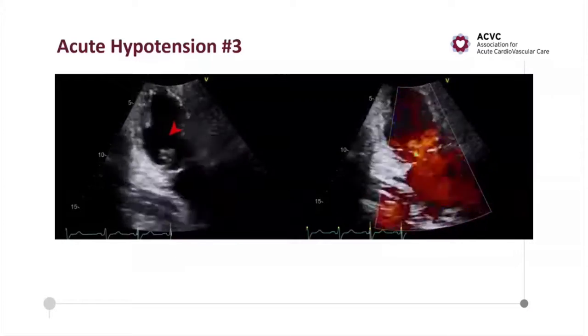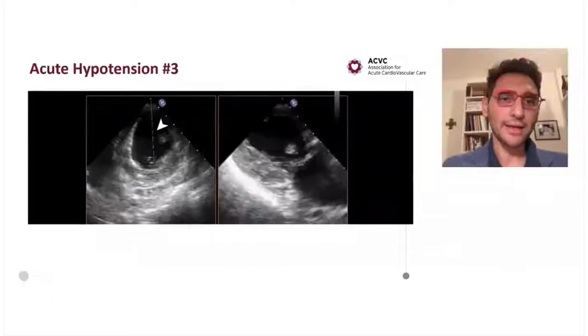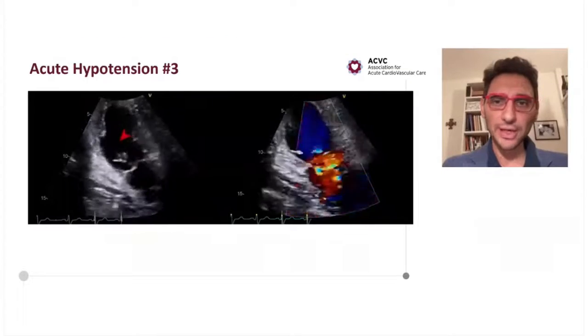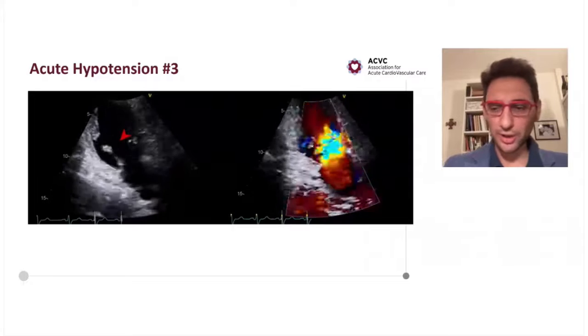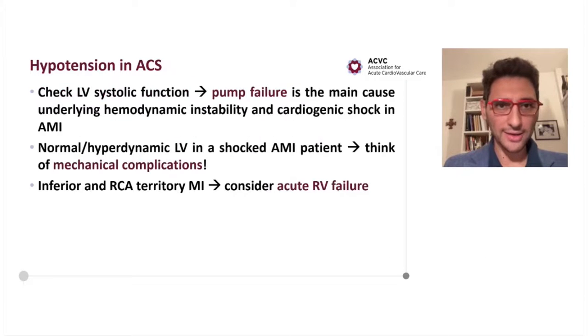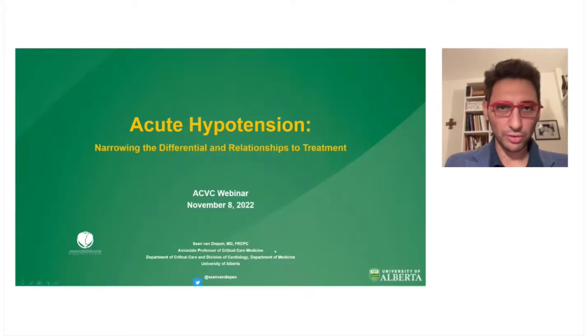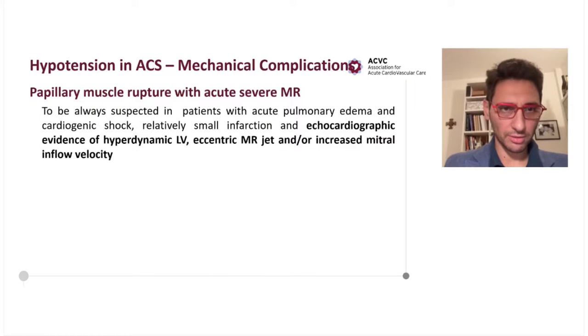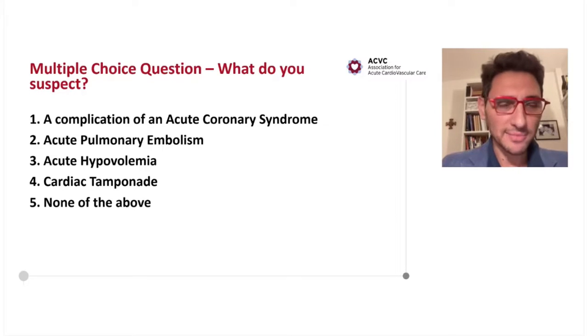This is the patient that came in for chest pain for 3 days, and this is the presentation that we had in our cardiac intensive care unit. I will ask the same question now. Oh, sorry. No, something went wrong. So what do you suspect in this case? A complication of an ACS, an acute pulmonary embolism, an acute hypovolemia, a cardiac tamponade, or none of the above?